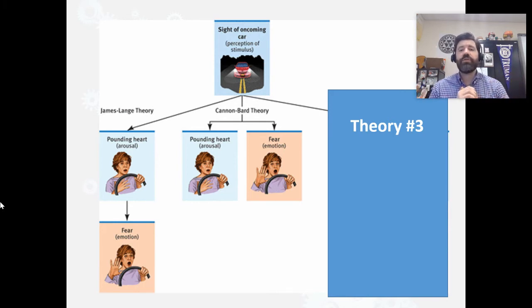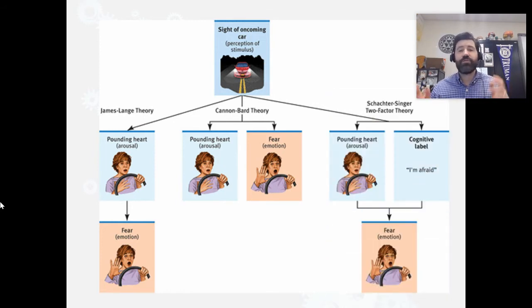And the third theory is a mouthful. It's what we call the Schachter-Singer two-factor theory. And I have seen it written as the Schachter-Singer theory, the two-factor theory, or the whole kit and caboodle, Schachter-Singer two-factor theory. So you kind of need to know just the whole thing. And this is how it works. The idea behind the two-factor theory is you have some stimulus, in this case, an oncoming car. And the oncoming car is going to produce some kind of physiological response, an accelerated heart rate. So far, this sounds like William James.